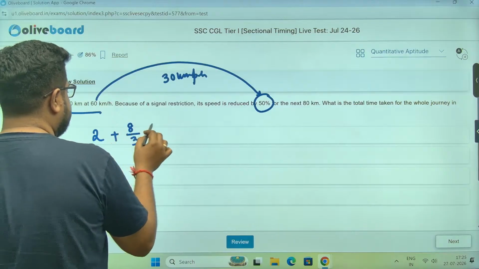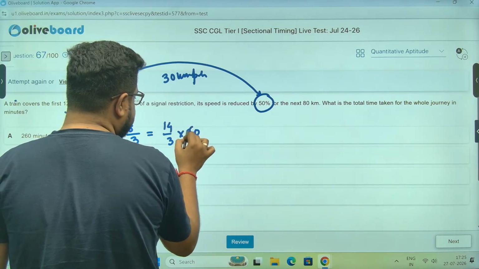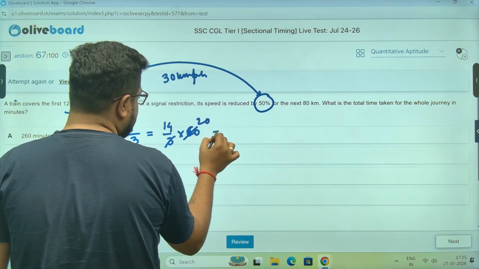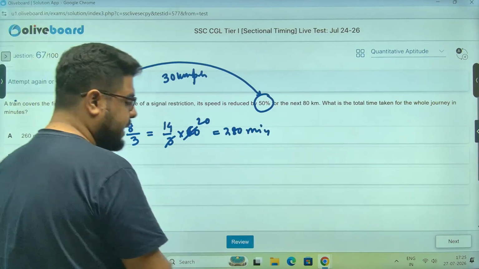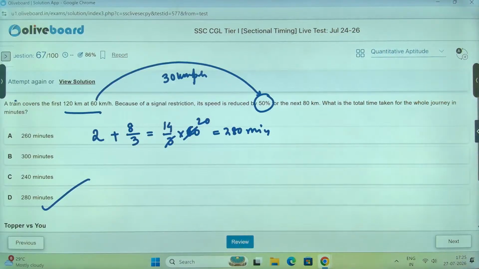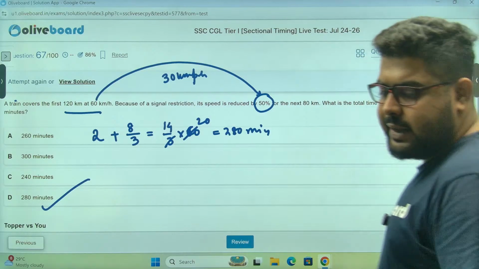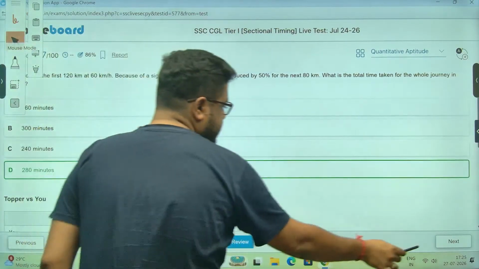So 3 twos are 6, 14 by 3 into 20s, sorry, into 60, sir. 3 twenties, so 280 minutes will be the answer. 280 minutes, option D will be your correct answer. Again, a 10-seconder, sir. You should not take more than 10 seconds to solve this. Next one, please, sir.